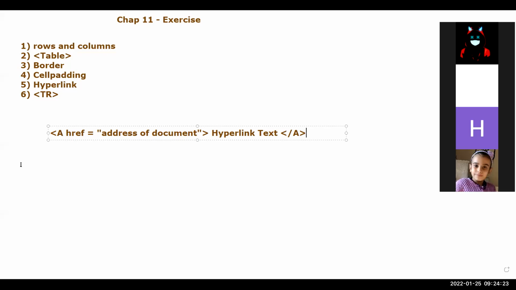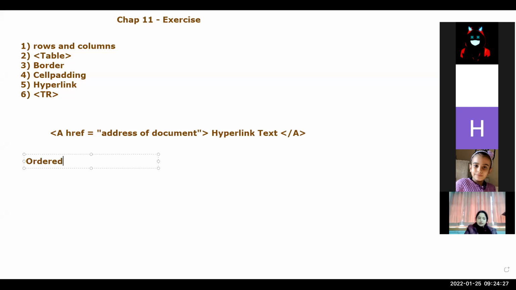Unordered list is also known as bulleted list. Ordered list is also known as numbered list. Unordered list is a list where bullets are used for each list item, and ordered list is a list where numbers are used for each list item. Unordered list is used when the order of items is not important, and ordered list is used when the order of items in a list is important.